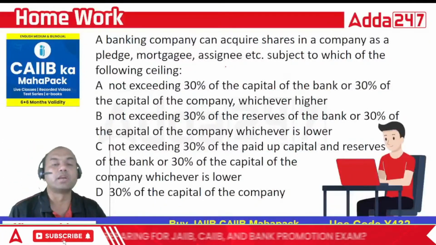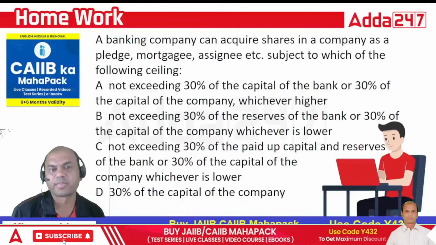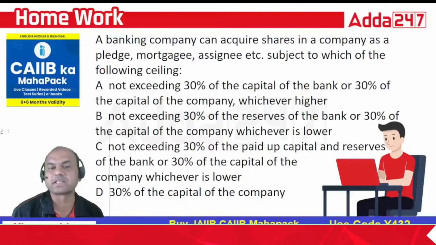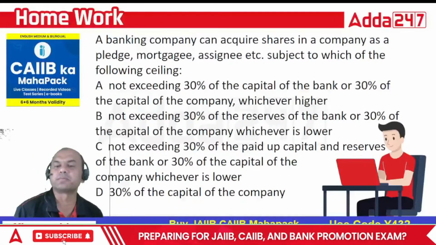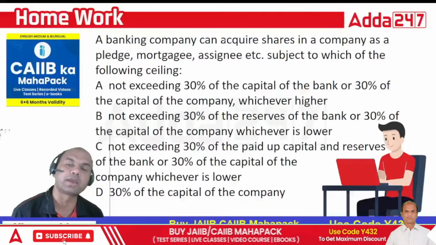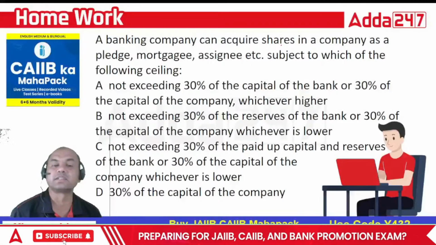Yeah. Now one for your homework. It is a simple question. A banking company can acquire shares in a company as pledgee, mortgagee, assignee, etc., subject to which of the following ceilings? Means, what is the ceiling for this? How much can the banking company acquire the shares in any company?